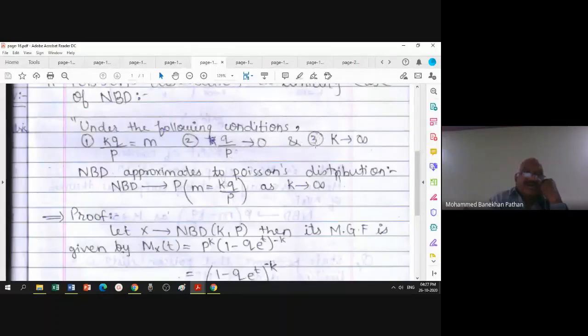Third condition, k stands for the number of successes. So I have an experiment where the number of successes should be large. So if these three conditions are satisfied for a certain situation, I can apply Poisson in place of NBD to study that situation. Let us see the mathematical proof for this statement.